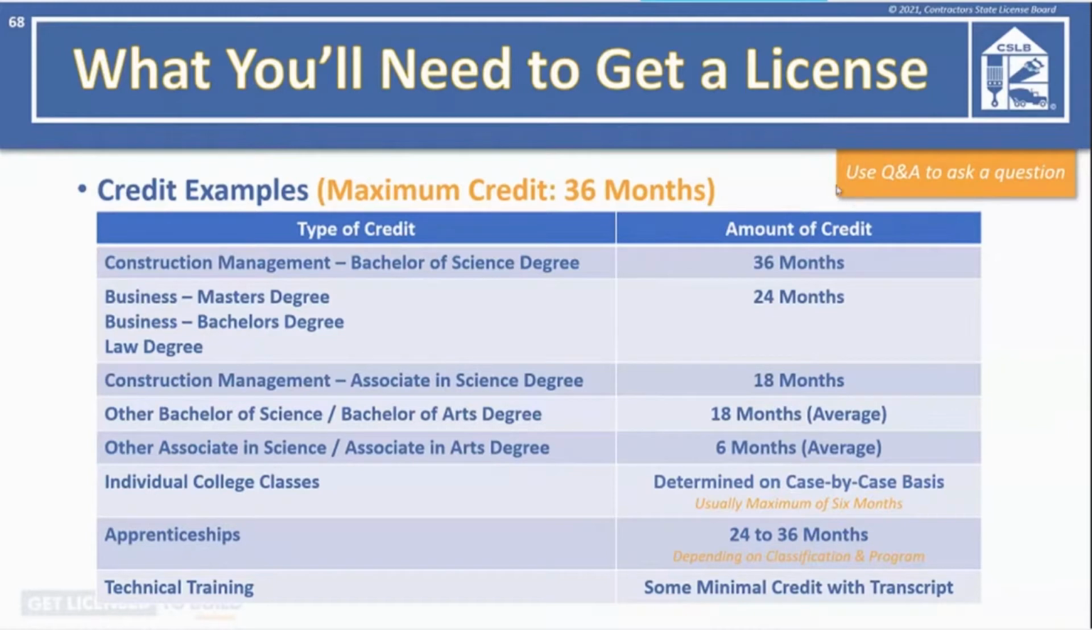Can I send a copy of my BS degree? So remember, we're not going to be able to look at any degrees ahead of time. You're going to want to send in your sealed transcripts with your application. We don't have the staff to be able to look at it now and let you know how much work experience you'd be able to get. So get the sealed transcripts, leave them sealed, send them in with your application, and then somebody will get a hold of you and let you know how much experience.